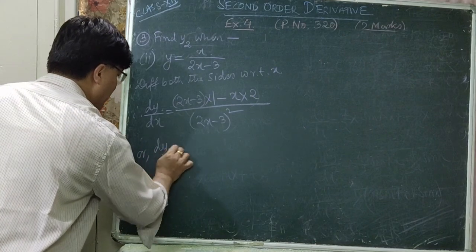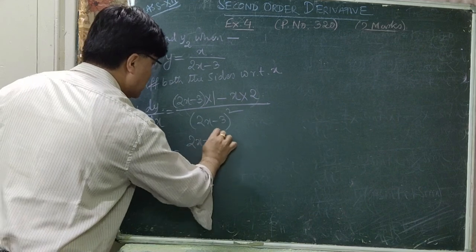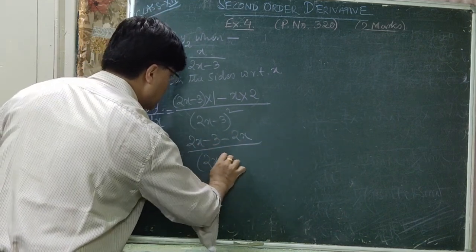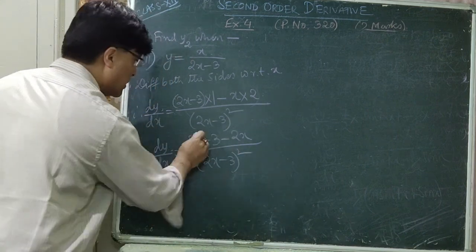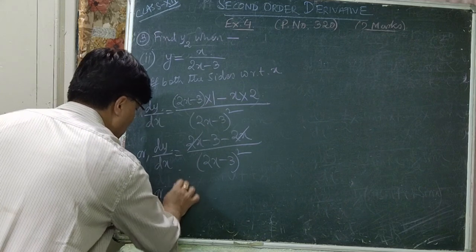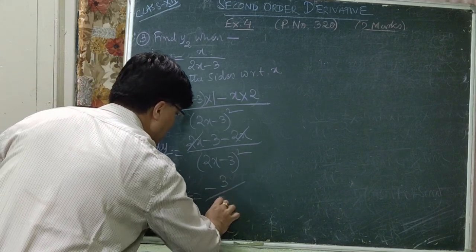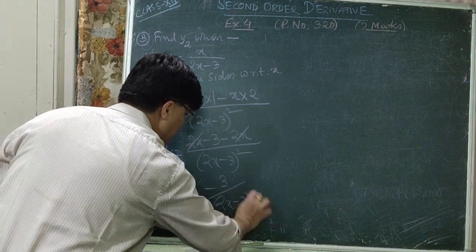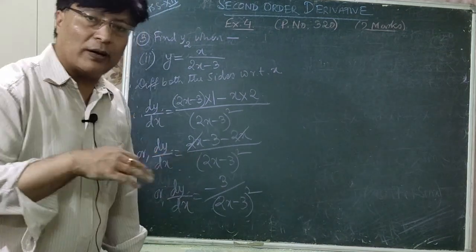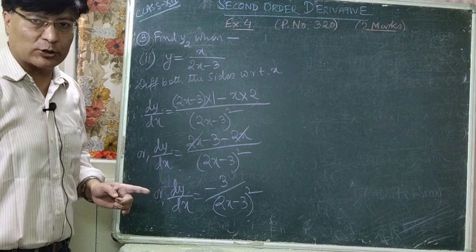So dy by dx is equal to, now multiply them, 2x minus 3 minus 2x, this whole divided by 2x minus 3 whole square. So here 2x gets cancelled. So dy by dx is equal to minus 3 divided by 2x minus 3 whole square. Okay. Now again you have to differentiate it to get y2 or d2y by dx square.